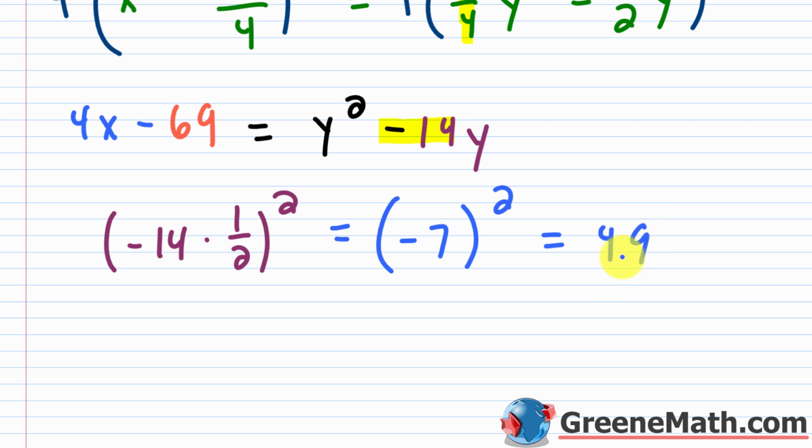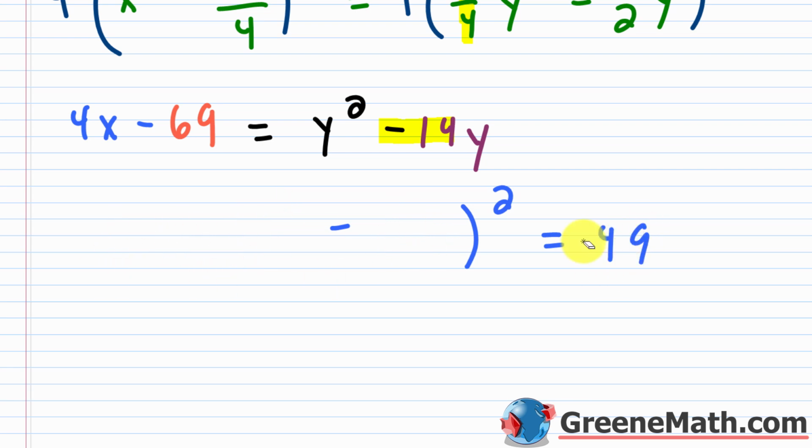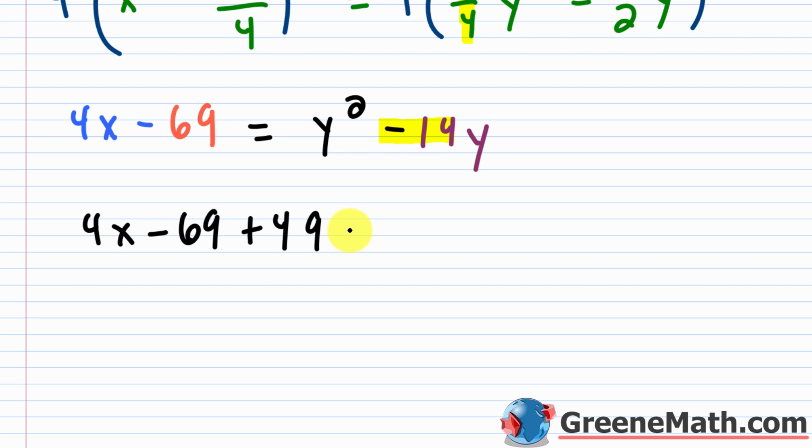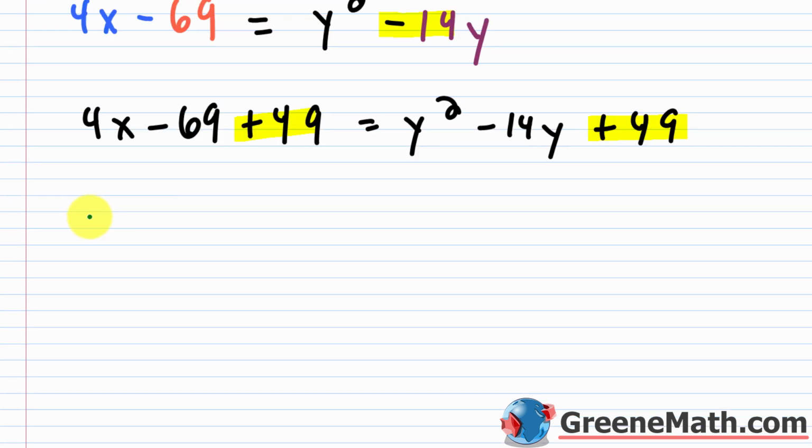So this is the number we need to add to both sides of the equation to complete the square on the right. So let's say that we're going to have 4x minus 69, and then plus 49 is equal to y squared minus 14y plus 49. So again, I added 49 over here, and I added 49 over here. So on the left, you have 4x, and then negative 69 plus 49, that's negative 20. And this equals, on the right, remember this is going to factor into y, and then what's half of this? It's negative 7, so y minus 7 quantity squared.